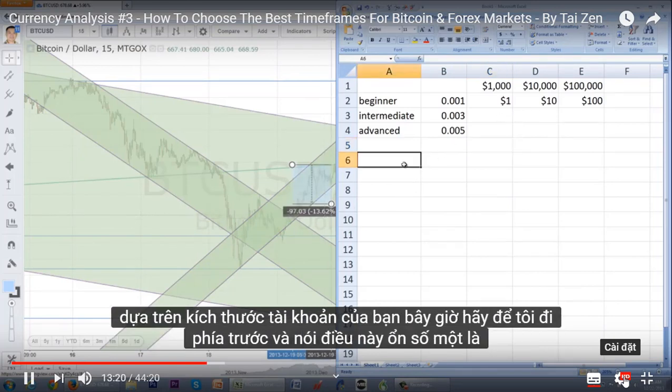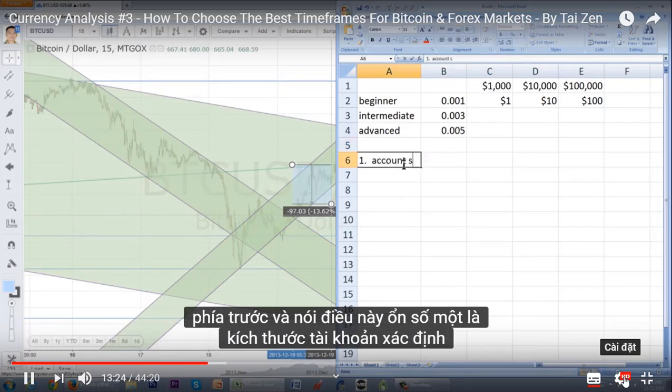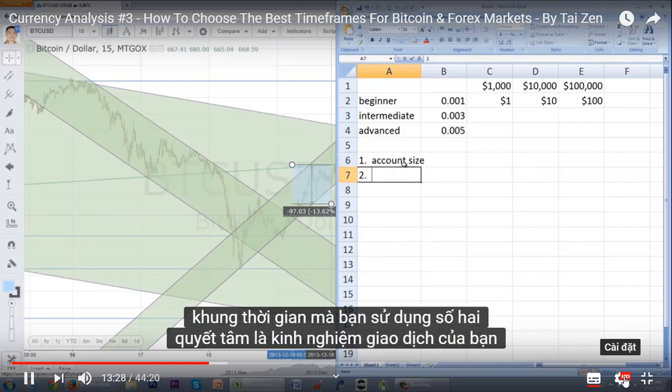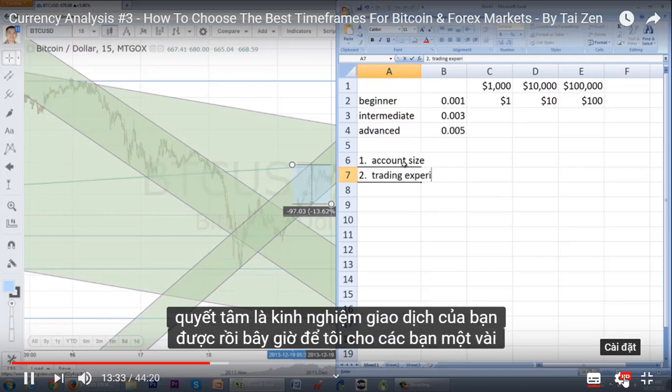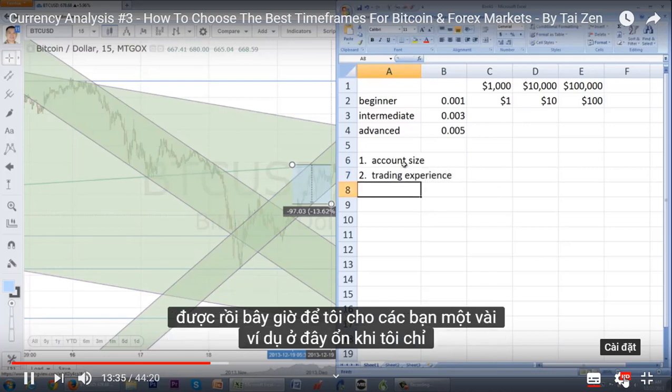Now, let me go ahead and say this. Number one, the account size determines the time frame that you use. Number two determination is your trading experience. Now let me give you guys a few examples here.